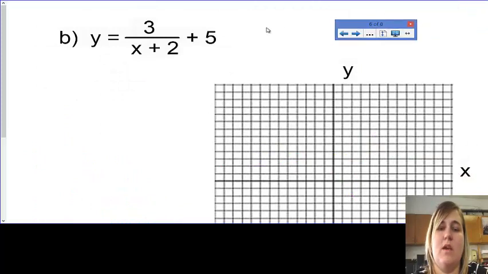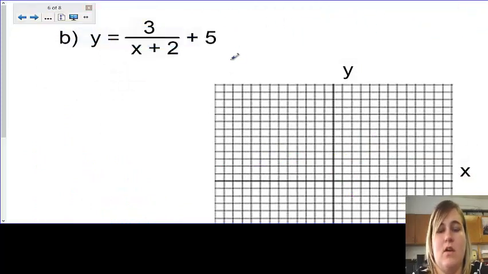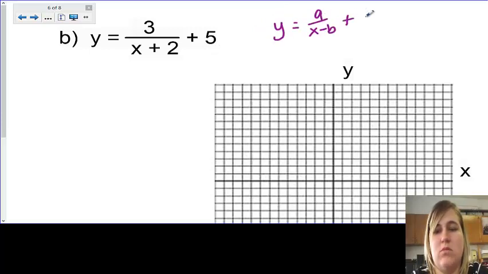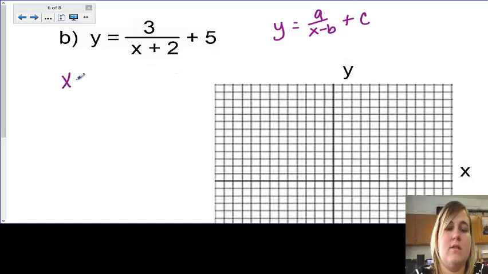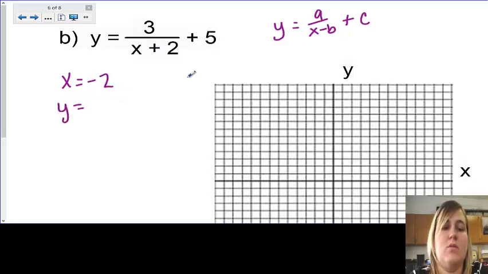Okay, same thing for B. I'm going to find my asymptotes first. So I have y equals a over x minus b plus c. So for x, I set it equal to b. B has a negative here. Since it doesn't have the negative, it's a positive. It has to be negative 2. Y equals, I just set it equal to c, which is 5.